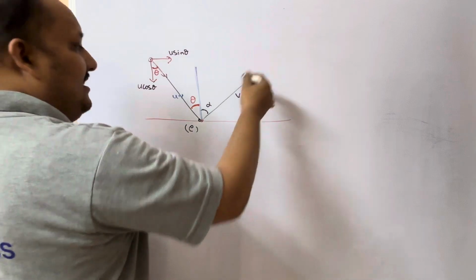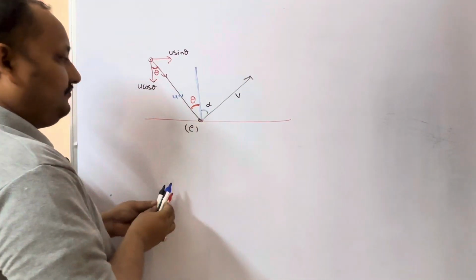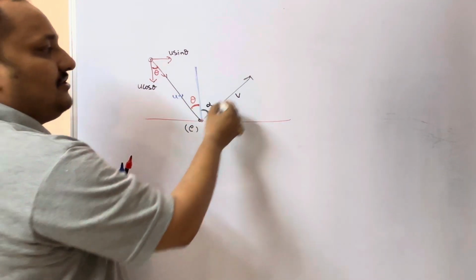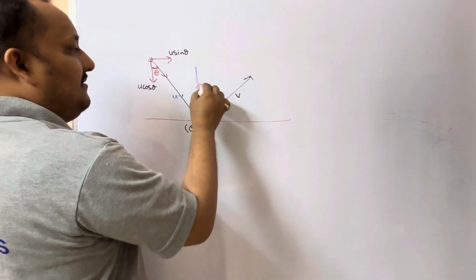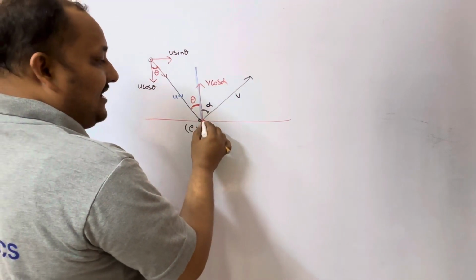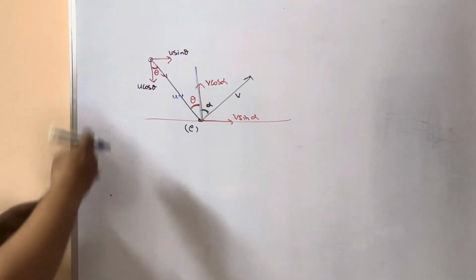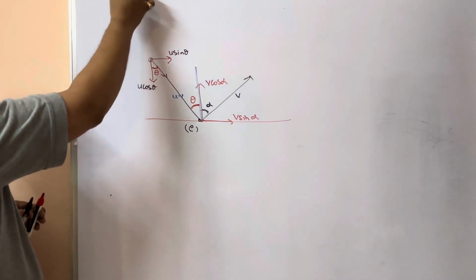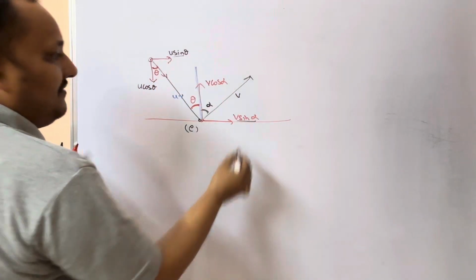Next, as it moves like this, it makes an angle alpha. If you resolve this v into two components, the one along the normal side is v cos alpha, and the other is v sin alpha. Understood? So v cos alpha, v sin alpha. Now u sin theta, v sin alpha.